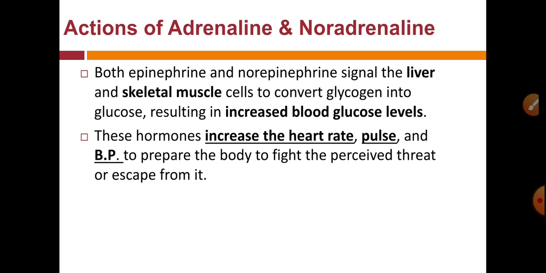These hormones increase heart rate, pulse and blood pressure to prepare the body to fight the perceived threat or escape from it. As we have just seen, adrenaline and noradrenaline, that means hormones of the adrenal medulla, are responsible for acute stress, to combat or resist the acute stress.